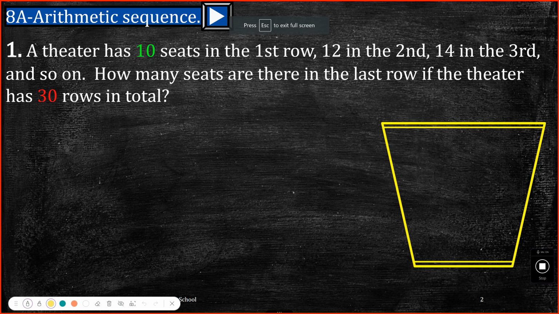All right. There's the theater right there. And down at the bottom is the first row. And there's 10 seats. 1, 2, 3, 4, 5, 6, 7, 8, 9. There's 10. In the second row, there's 12. In the third, 14. In the fourth, whatever it is, it's adding 2. How many are there in the 30th row?